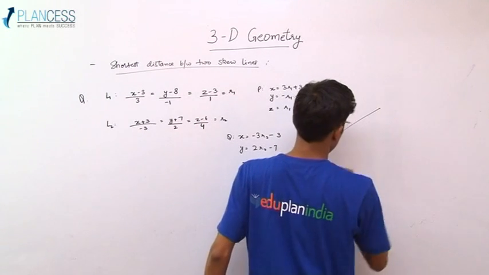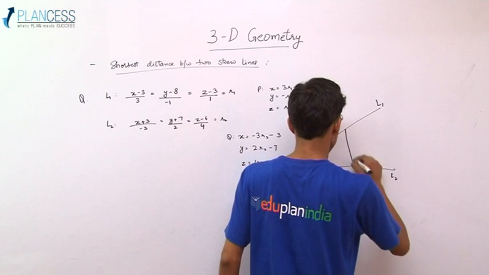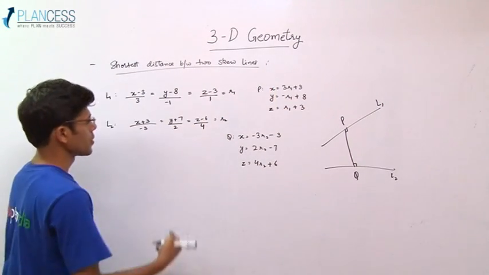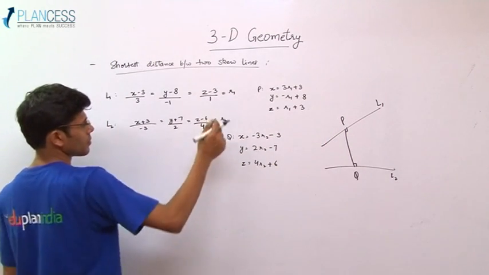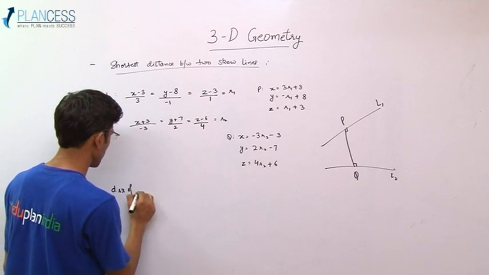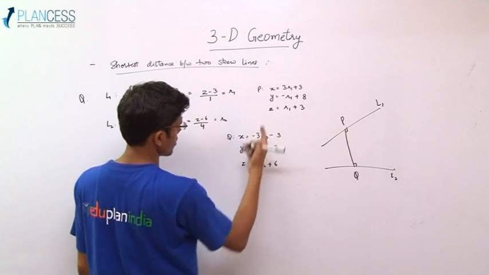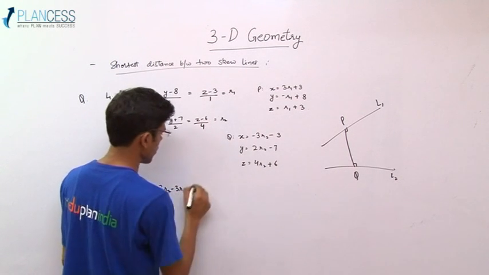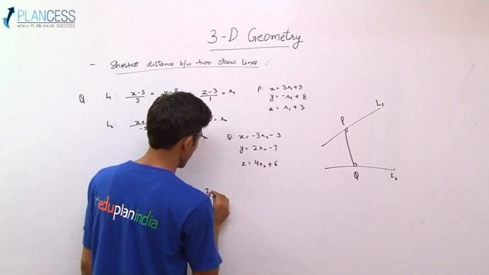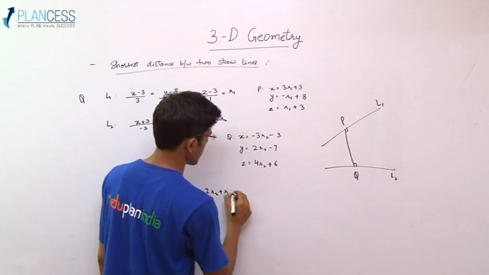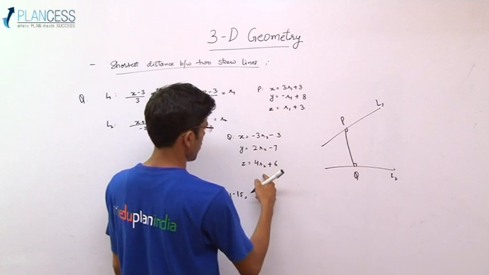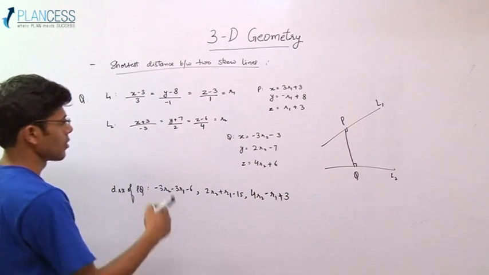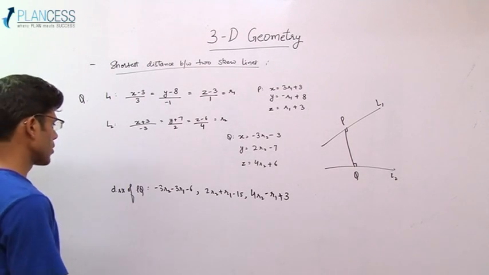So say this is L1, this is L2, and this is PQ, perpendicular to both. So this line PQ is perpendicular to L1. The direction ratios of the line PQ are this minus this, this minus this, and this minus this. So minus 3R2 minus 3R1 minus 3 minus 3 is minus 6, 2R2 plus R1 minus 7 minus 8 is minus 15, and 4R2 minus R1 plus 3, since 6 minus 3 is 3. So these are the direction ratios of PQ.